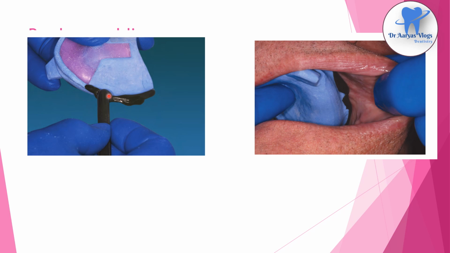Only sufficient border molding material is added to the tray to slightly overfill the space created when the tray was shortened 2 mm from the depth of the vestibule. Therefore, only approximately 3 mm of material is required to completely fill the vestibule. If there is excess material, then it will overextend the flange length. Okay. So sufficient material is added to the tray.